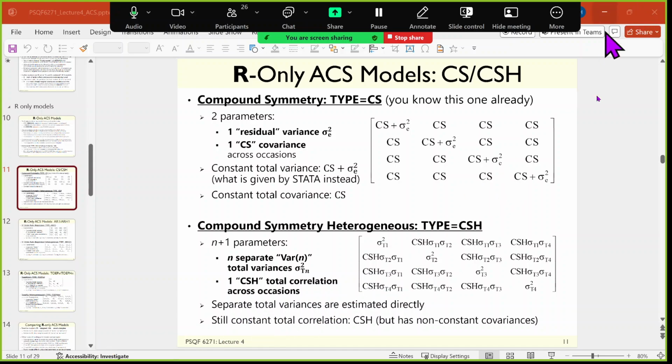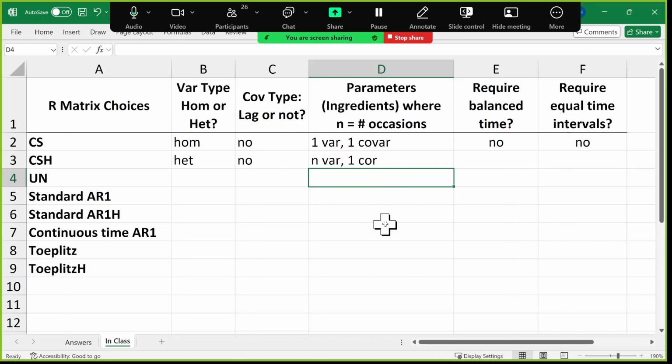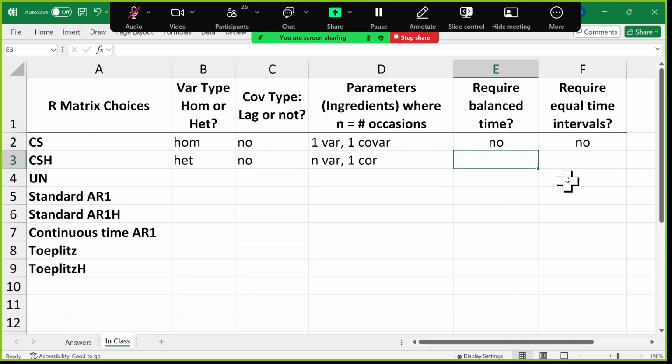So that's why I use the term ingredients, because these are the parameters that are being estimated that together build the pattern. Yep. So now, in terms of balance time, this is interesting. What do you think? Do we need it here? Yes, exactly. Based on the fact that we have different variances for this specific occasion, we need balance time.